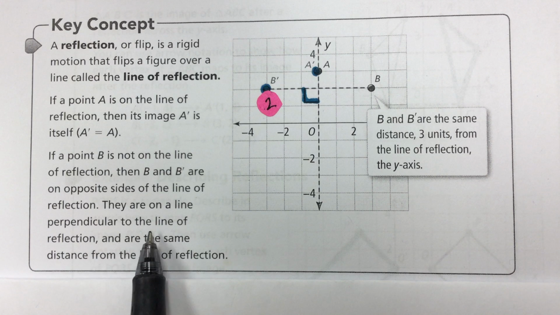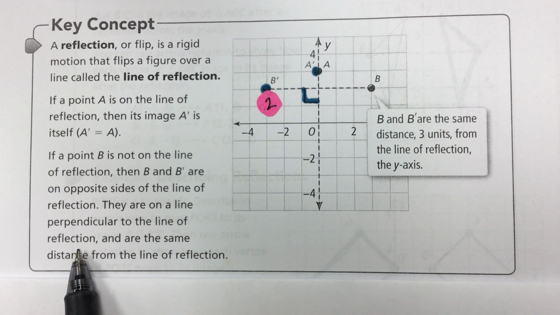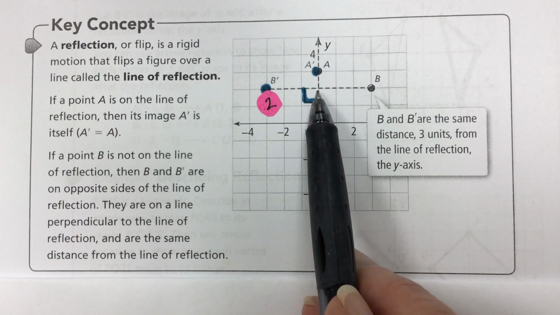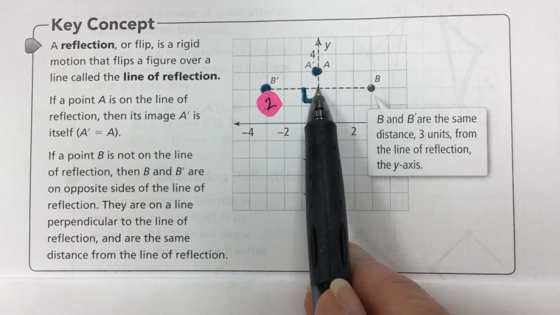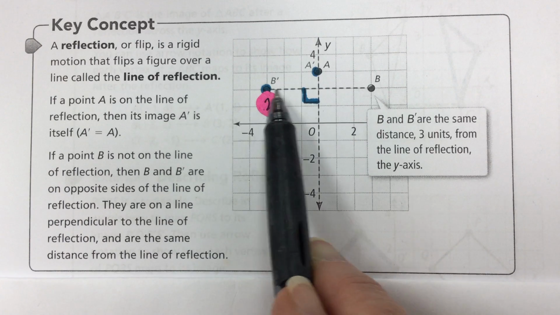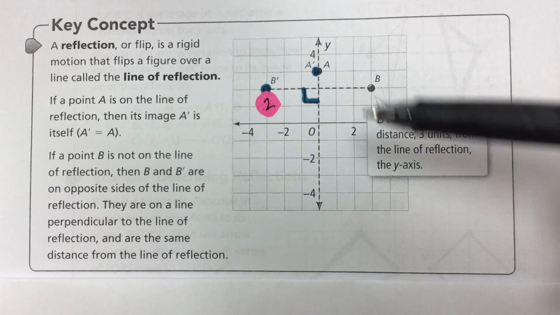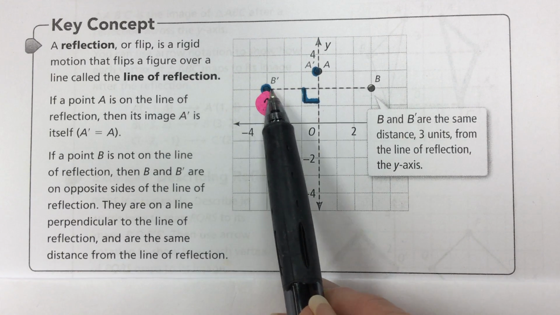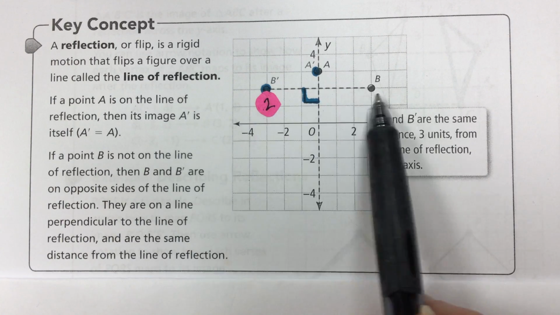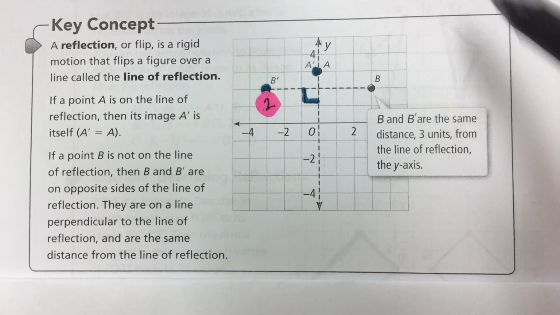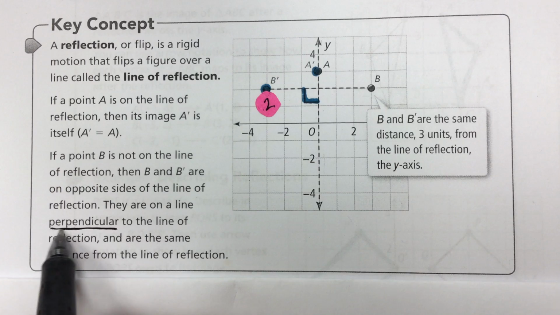They are on a line perpendicular to the line of reflection and are the same distance from the line of reflection. So you see, here's my line of reflection. The distance from here to here and from here to here are the same. It also says they are on a line perpendicular to the line of reflection. In other words, if you connect these two points, they form a line that is perpendicular to the line of reflection. Perpendicular is a very important word.